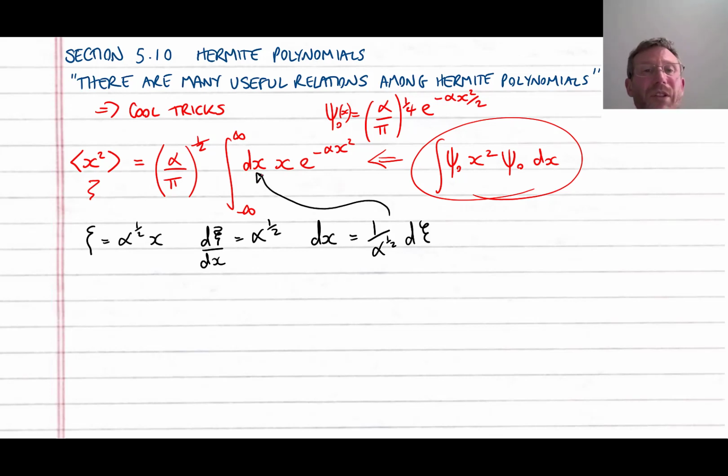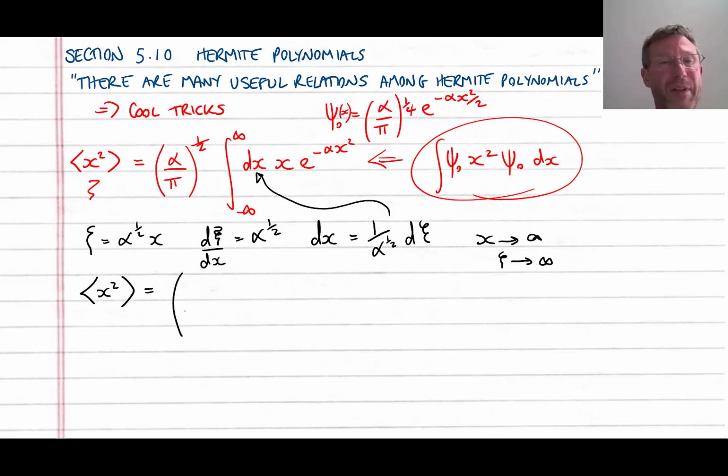We can also say that as x goes to infinity, since xi is equal to alpha to the half x, xi also goes to infinity. And so we can replace x equals infinity with xi equals infinity. We're going to write down this integral in terms of xi. So let's do that down here. So here's our x squared. This is the average that we want. We're going to replace everything in here.